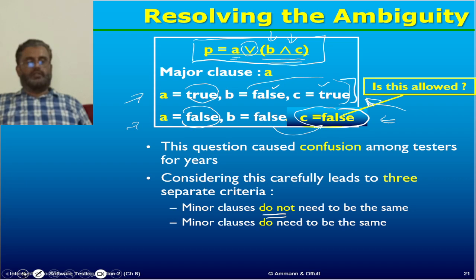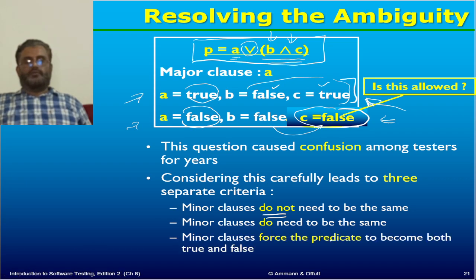And the third possibility is that minor clauses force the predicate to become both true and false. So it means in the third case we will change the value of the minor clauses in such a way that, on the basis of this change, the whole predicate's value is changed from true to false or false to true. So these are the three criteria which are based on the active clauses, and how changing or not changing the values of minor clauses will affect the criteria. So these three criteria we will be discussing in the next video.